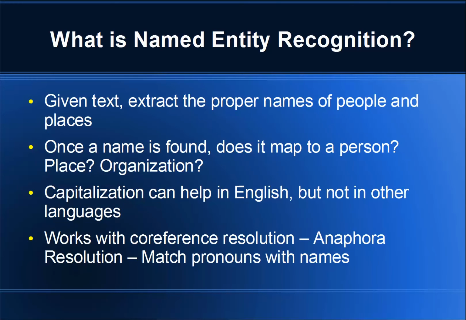Some of the specific things that I'm looking at today are named entity recognition. That is, when you're given a piece of text, you want to extract the proper names of the people and places. For example, in the sentence, Bob Jones is the CEO of Technical Industries, you would look through that and say Bob Jones is a person, Technical Industries is an organization. And those are the only two named entities in that sentence.